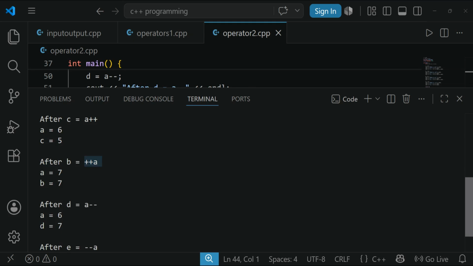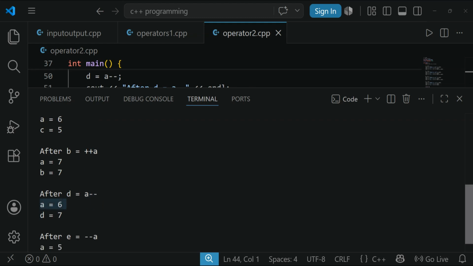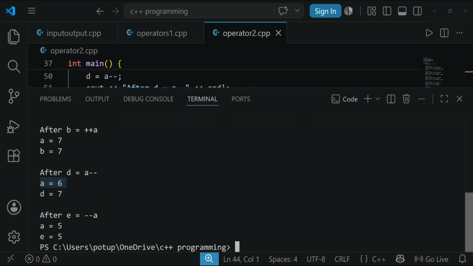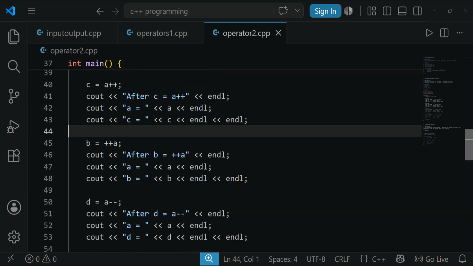Whereas coming to here, A is equals to 7 now. Now directly the D value will store the value of A, that is 7. D is equals to 7, you can see. After that, the minus 1 has been done. Because of that, A is equals to 6. Coming over here, A is equals to 6. The decrement is done, and only then the value is stored in E. So ultimately A is equals to 5 and E is equals to 5 have been displayed. This is how the increment and decrement operators actually work.